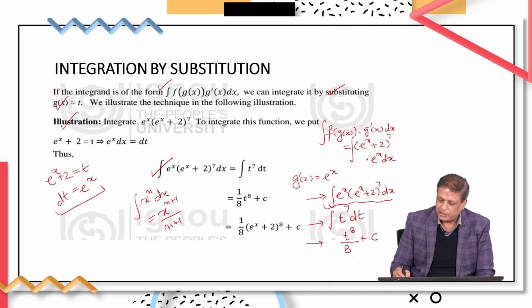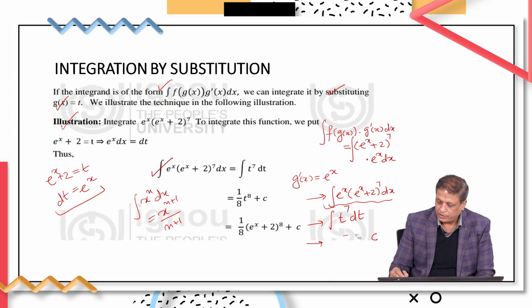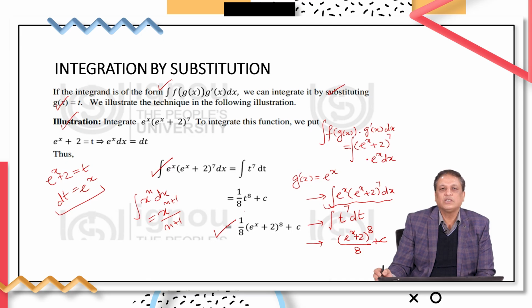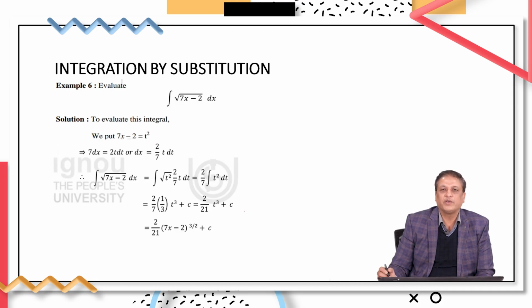Replacing t by its equivalent expression, what we are going to get is (e to the power x plus 2) whole to the power 8 divided by 8 plus c. So by using the technique of substitution, you can simplify a complex integral into its simpler equivalent. To understand this in more detail, we are going to solve some more numericals so that you have a better grasp of this topic.